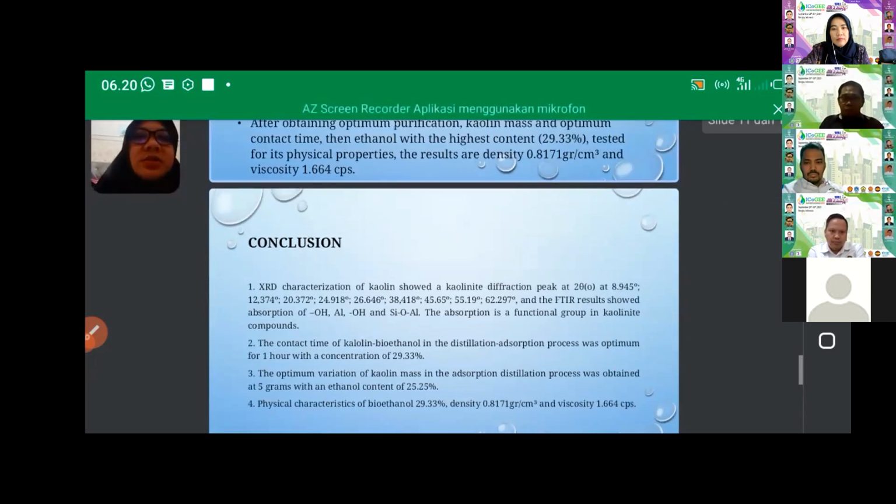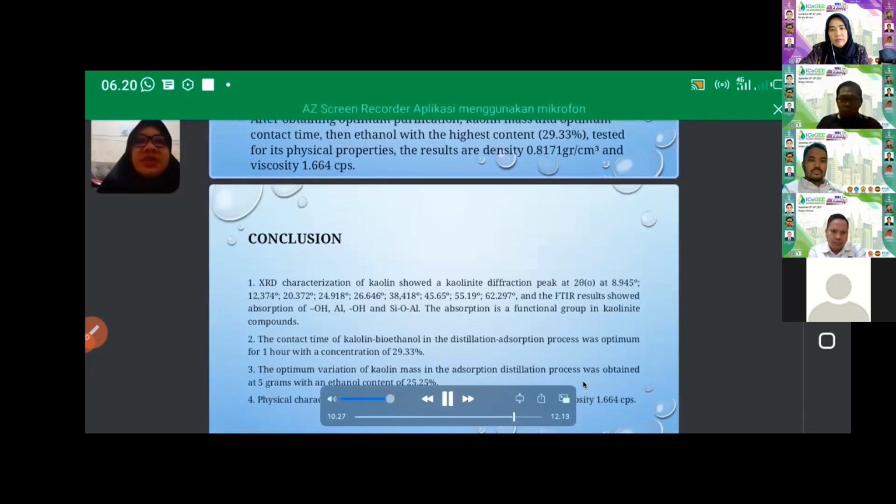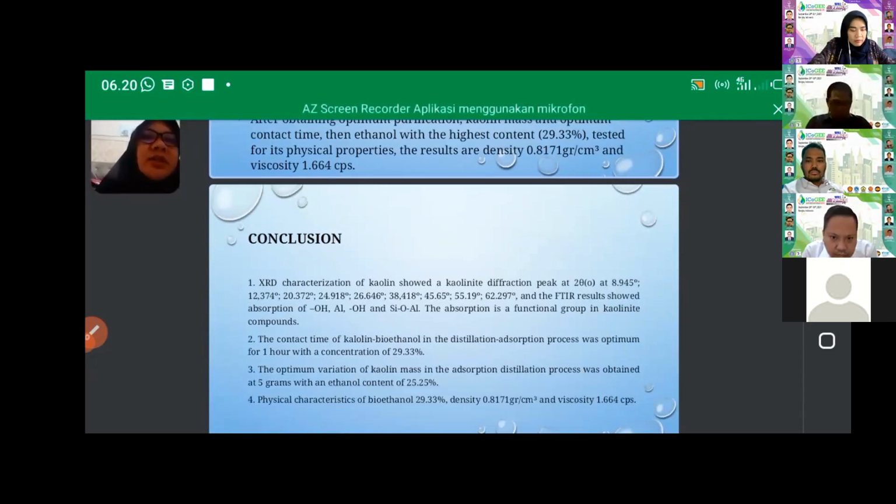This is the conclusion from our research. Number 1, the characterization of kaolin shows the kaolinite diffractogram peaks at 2 theta, and the FTIR results show absorption of OH, Al-OH, and Si-O-Al. The absorption of the functional groups is of a kaolinite compound.